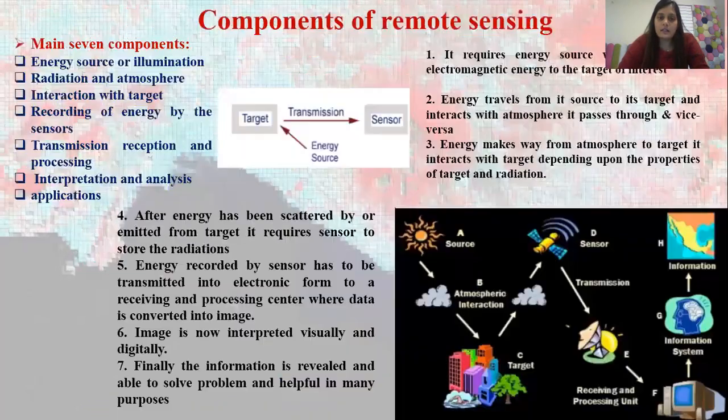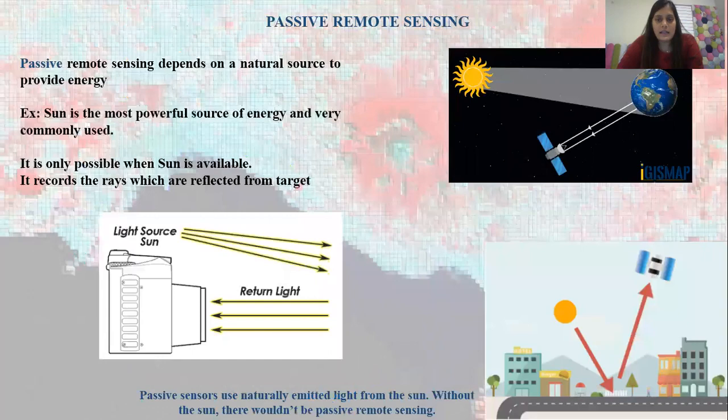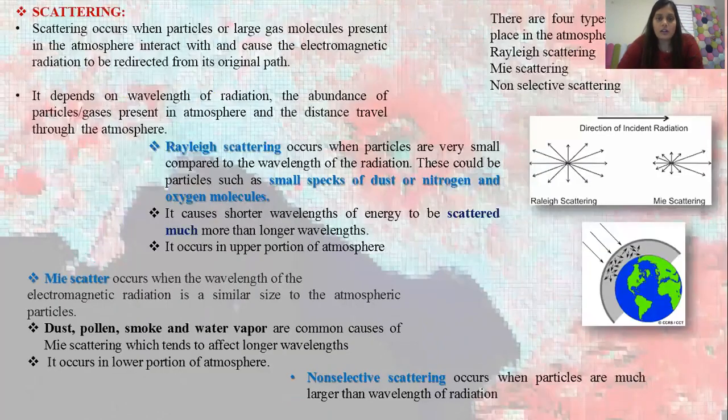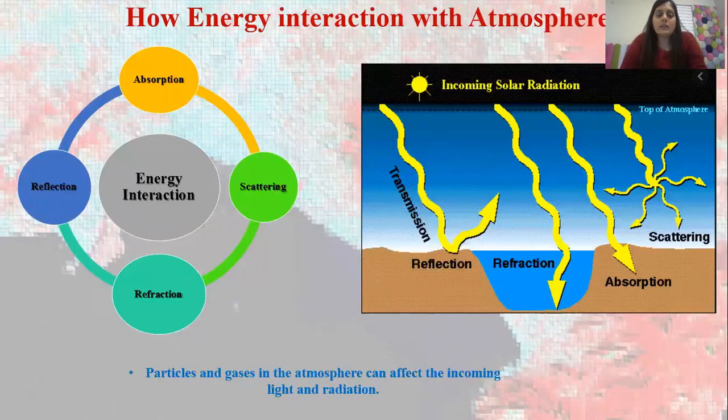I am making you see here again. See here in components, you can see the alphabet A is source, then next is B, which is atmospheric interaction. What is that atmospheric interaction technically? I have already discussed it in short. It is the energy which is transmitted from the source interacting with the atmosphere.